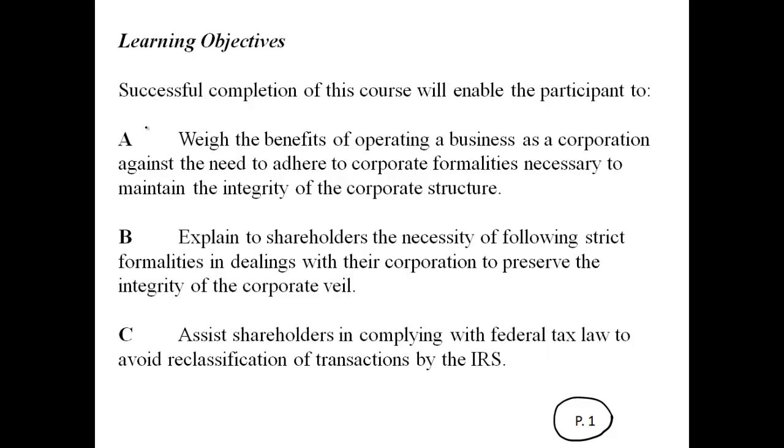This course is separated into 3 learning objectives. Successful completion of this course will enable the participant to weigh the benefits of operating a business as a corporation against the need to adhere to corporate formalities necessary to maintain the integrity of the corporate structure, explain to shareholders the necessity of following strict formalities in dealing with their corporation to preserve the integrity of the corporate veil, and assist shareholders in complying with federal tax law to avoid reclassification of transactions by the IRS.